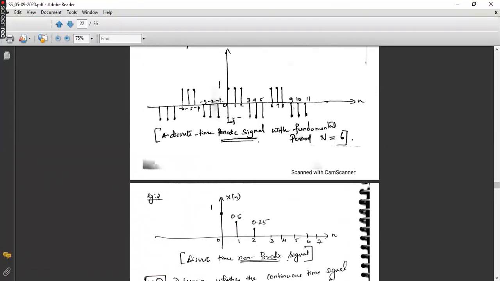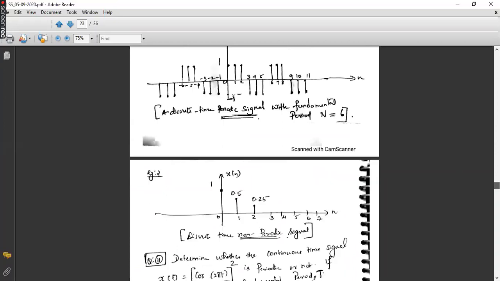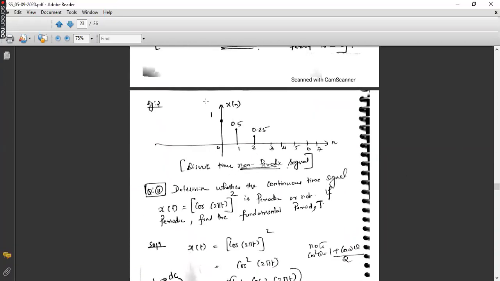Now, hope you have drawn this example for a continuous time periodic, discrete time periodic signal. Now you will draw the example for a discrete time non-periodic signal. Draw.